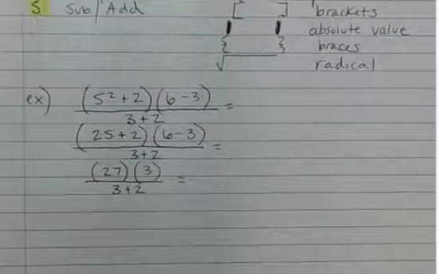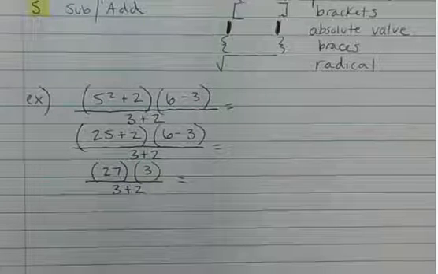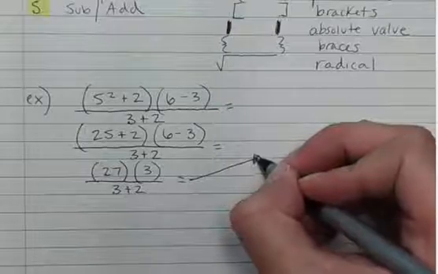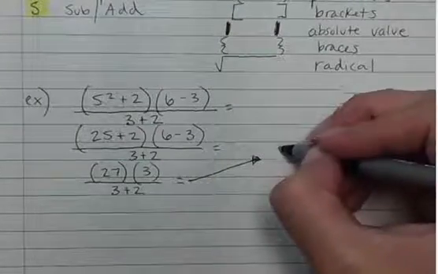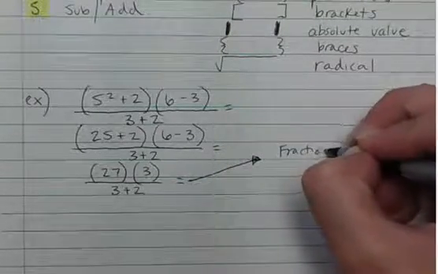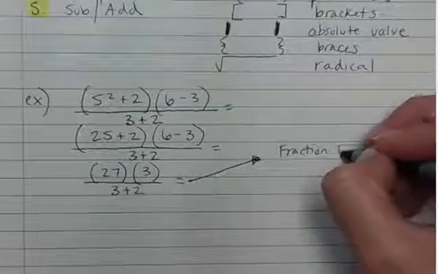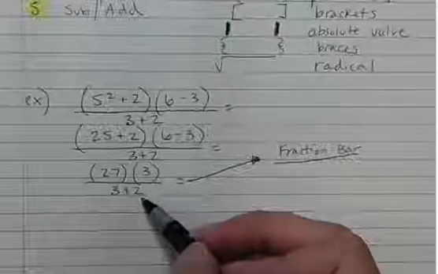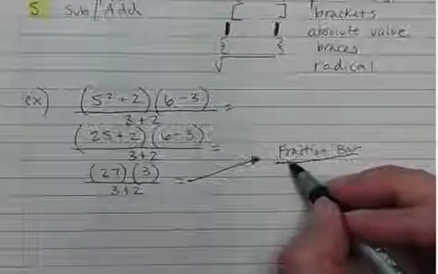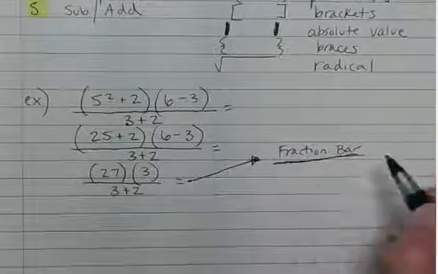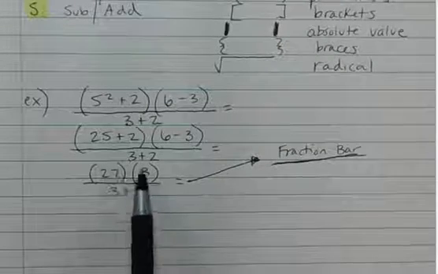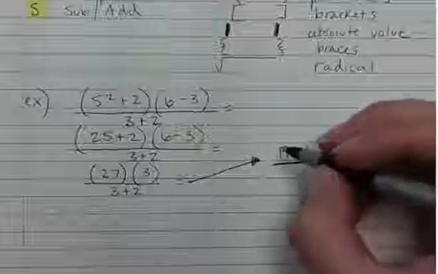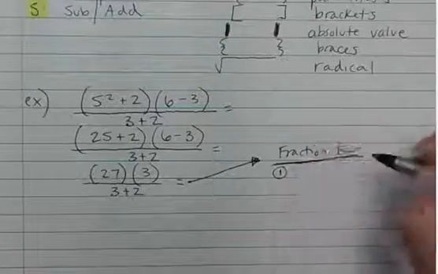Now, from this step right here, I could simplify it a little bit more, but before we do that, I want to talk about this fraction bar, and you'll hear me say that a lot, especially when we get into exponent rules. This fraction bar has a numerator and a denominator, and whenever it has a fraction bar, I want to make sure that I simplify the top to one number and the bottom to one number, and then I'm going to divide. So let's write down the steps.